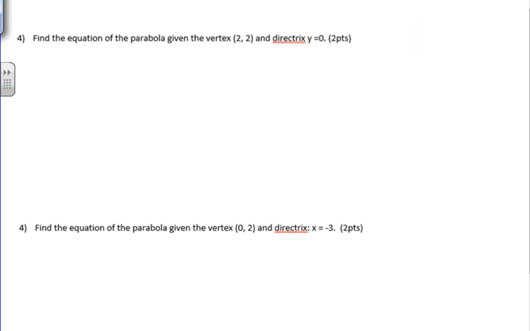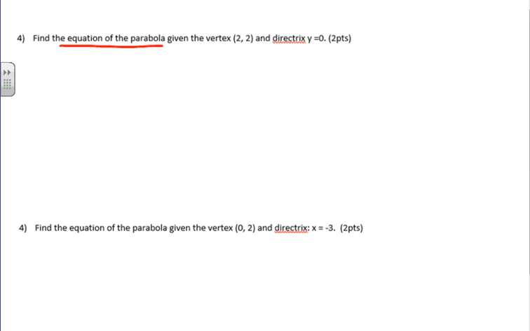Okay, welcome back, and now we are still on the topic of parabolas. This is question number 4 on a quiz that I gave in my class. But in here, we're going to try to figure out the equation of a parabola in standard conic section form.